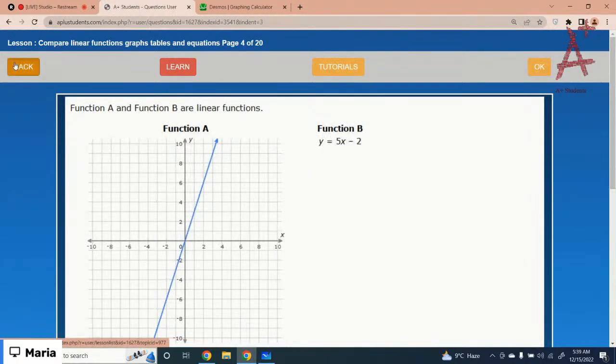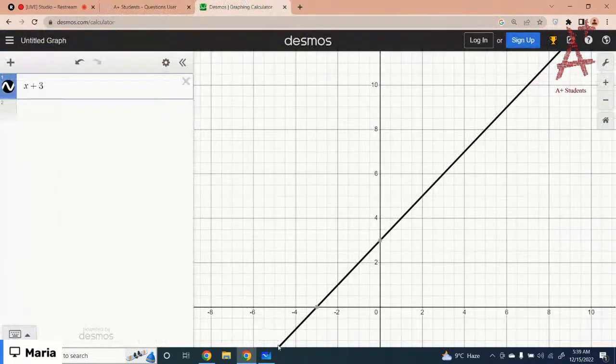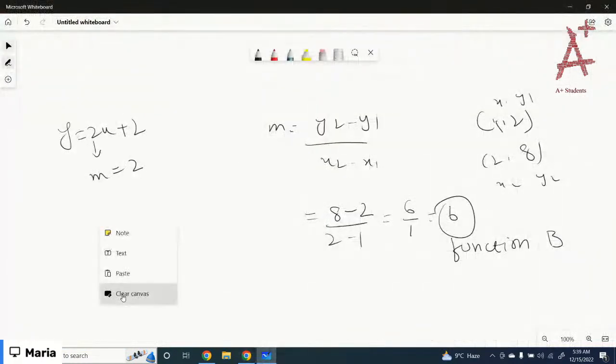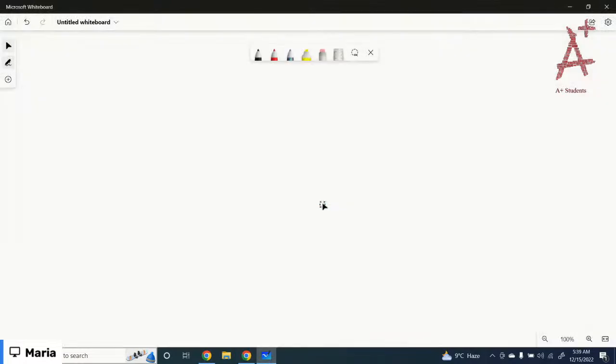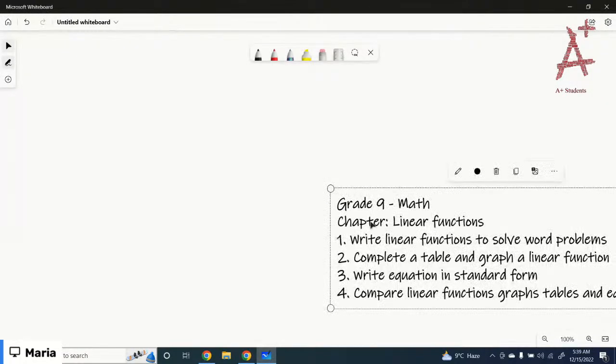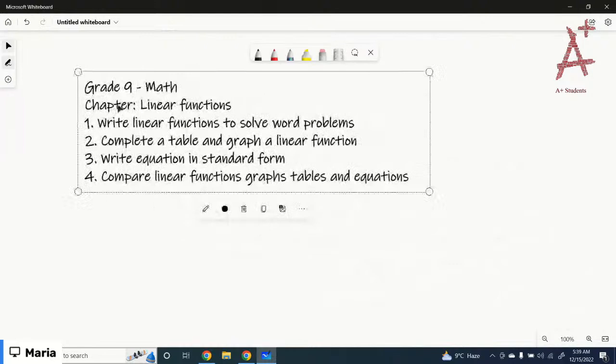You can complete the test by yourself later today. So here is the list of the lessons we have covered today. We're working on the linear function chapter. The lessons we just did are: write linear functions to solve word problems, complete a table and graph a linear function, write equations in standard form, compare linear functions, graphs, tables, and equations.